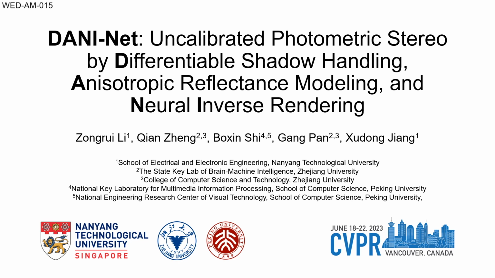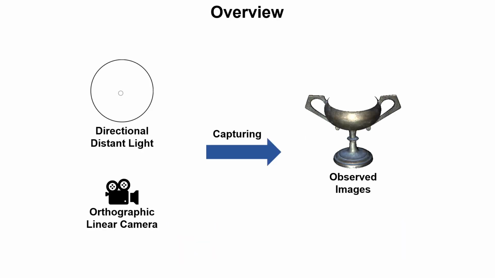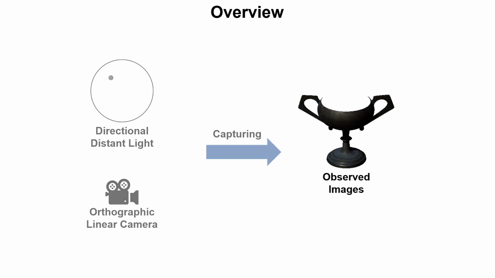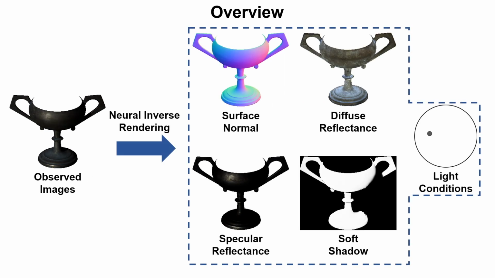I'm presenting you DANI-Net, Uncalibrated Photometric Stereo by Differentiable Shadow Handling, Anisotropic Reflectance Modeling, and Neural Inverse Rendering. The objective of DANI-Net is to recover various surface properties from a collection of observed images which were taken by an orthographic linear camera with unknown direction lights and a fixed viewpoint. Through a neural inverse rendering pipeline, DANI-Net simultaneously recovers surface normals, spatial invariance diffuse reflectance, anisotropic specular reflectance, soft shadow maps, and light conditions.